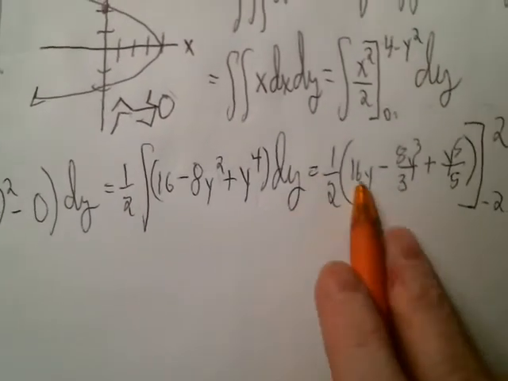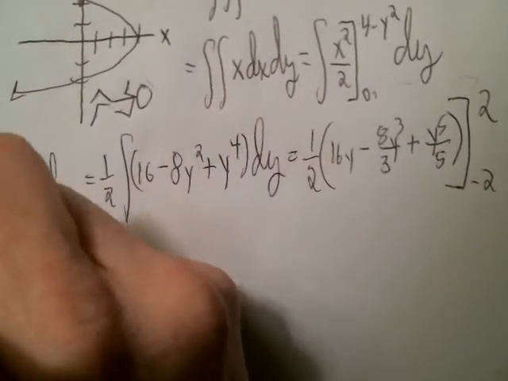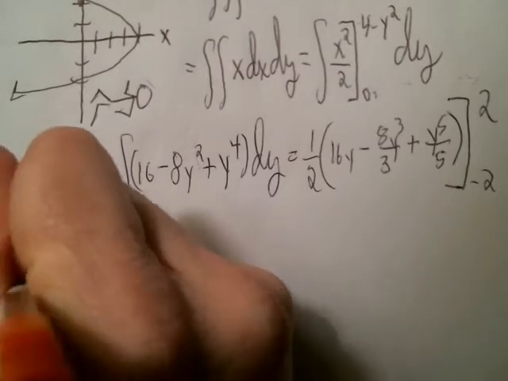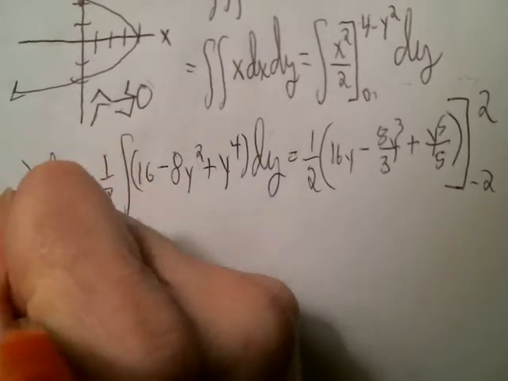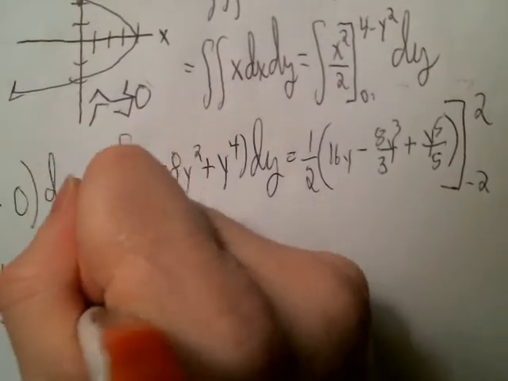Maybe easier to redistribute the 1/2 to clean it up a bit. So I'll have 8y minus 4y cubed over 3 plus y to the 5th over 10. Yeah, that didn't really help very much, but there it is.